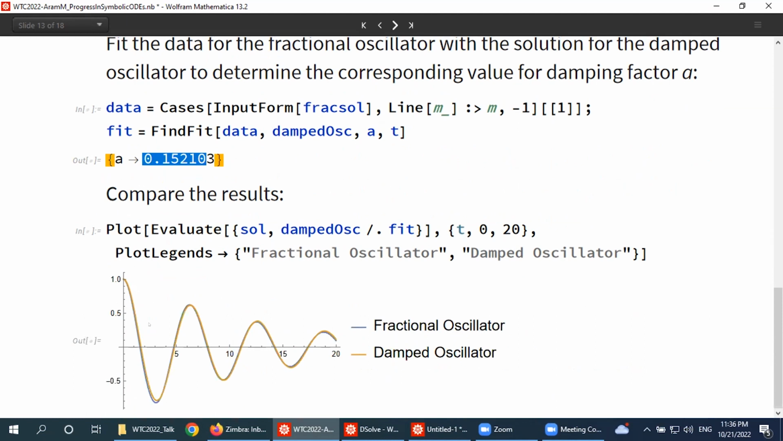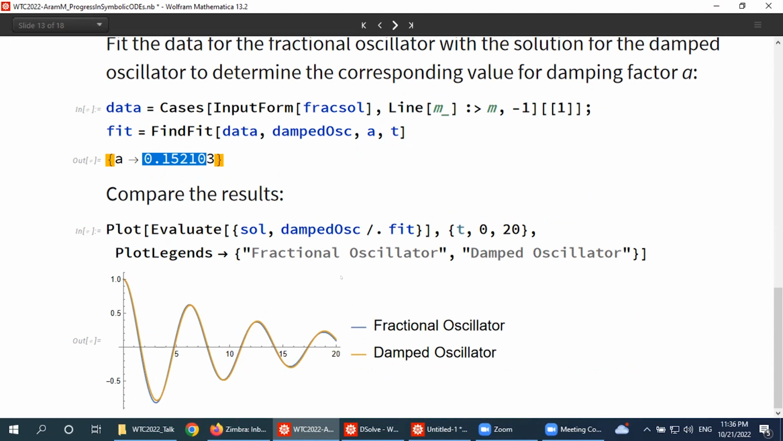As you can see, both curves are perfectly sitting on each other, which means that there is a direct connection between the order of the fractional differential equation and the damping factor of the damped harmonic oscillator. And this also means that we can use the order of the fractional differential equation to model some complicated systems.